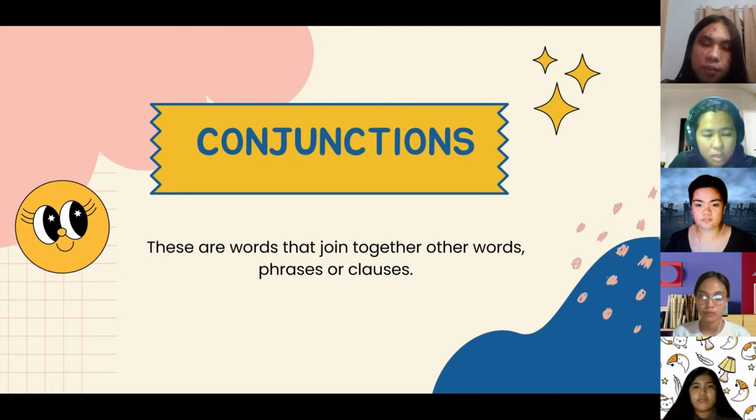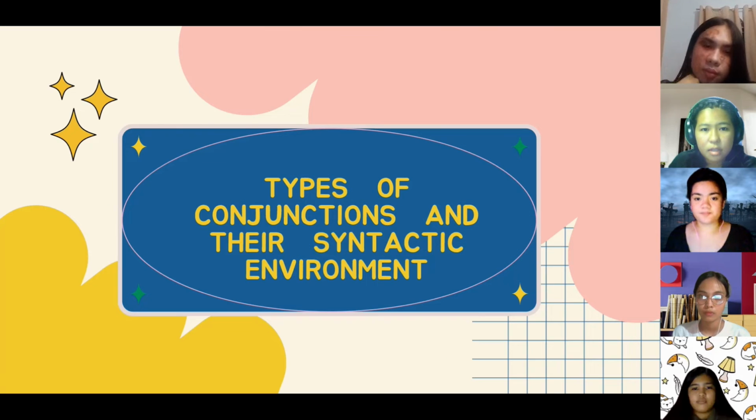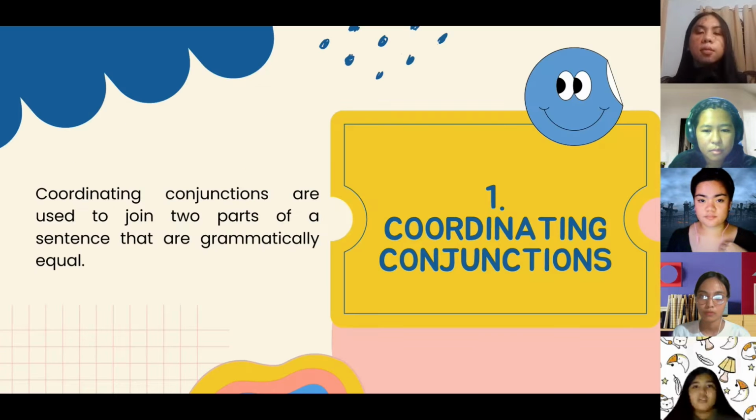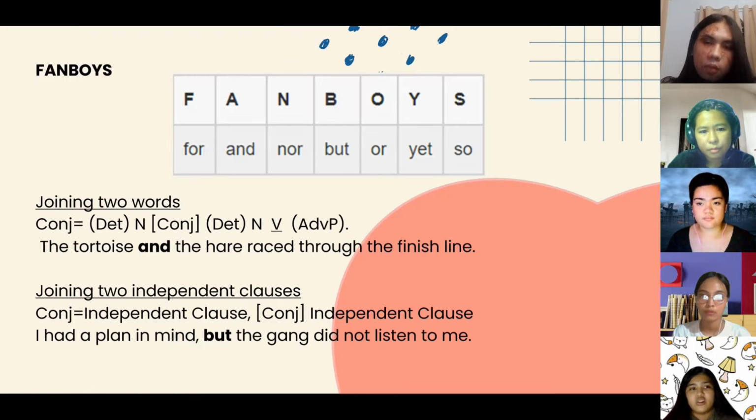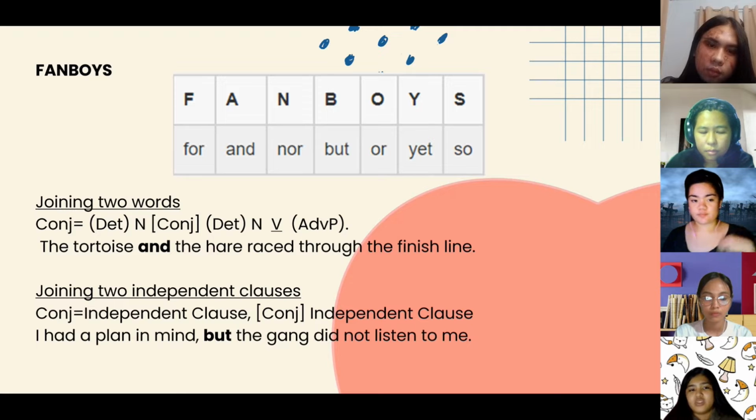Okay, so Ms. Andrea Acosta, discuss the first type of conjunction and its syntactic environment. The first type of conjunction is coordinating conjunctions. Coordinating conjunctions are used to join two parts of a sentence that are grammatically equal. So it always comes between the words or clauses that they join. Here is the acronym of the coordinating conjunctions. They are called FANBOYS. For joining two words in coordinating conjunction, here is the syntactic environment: the determiner, which is optional, the noun, the conjunction, the determiner, which is also optional, the noun, the filler verb, and the adverbial phrase, which is also optional.